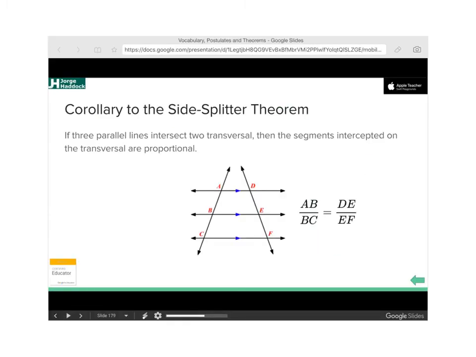And the next one is the corollary to the side splitter theorem. It says if three parallel lines intersect two transversals, then the segments intercepted on the transversal are proportional. So that means that AB over BC is proportional to CD over EF.